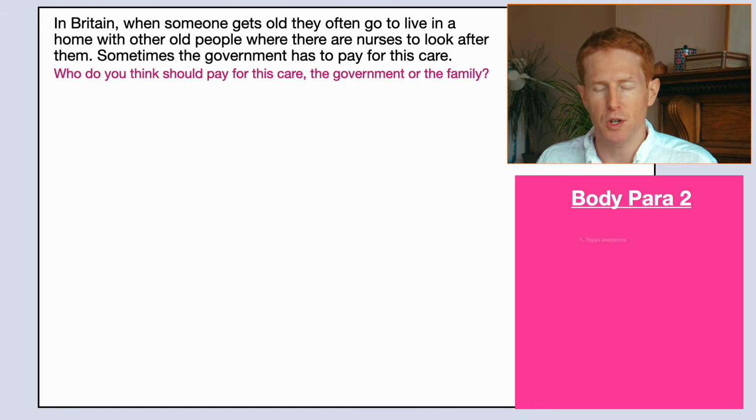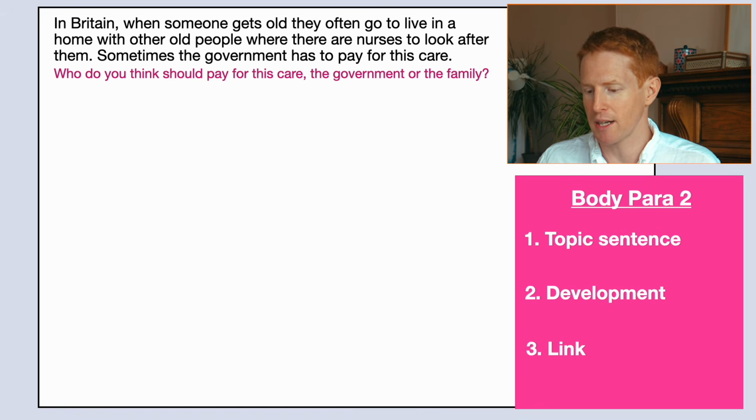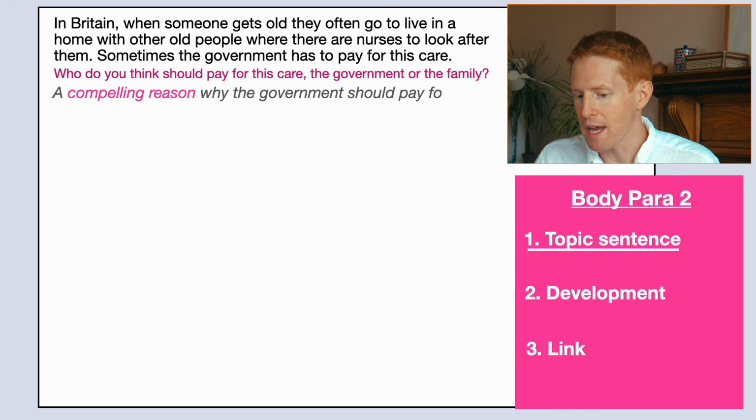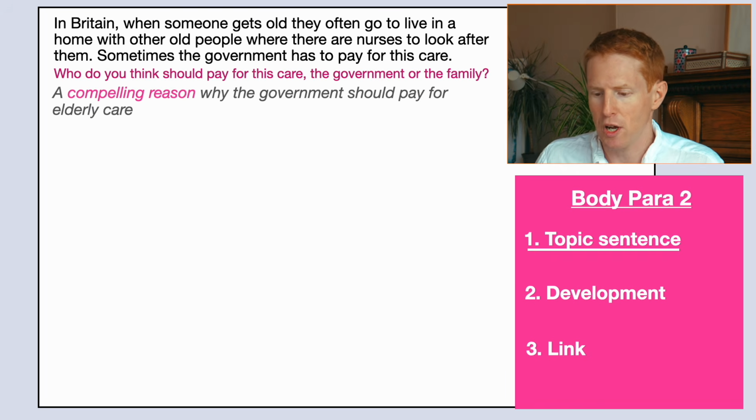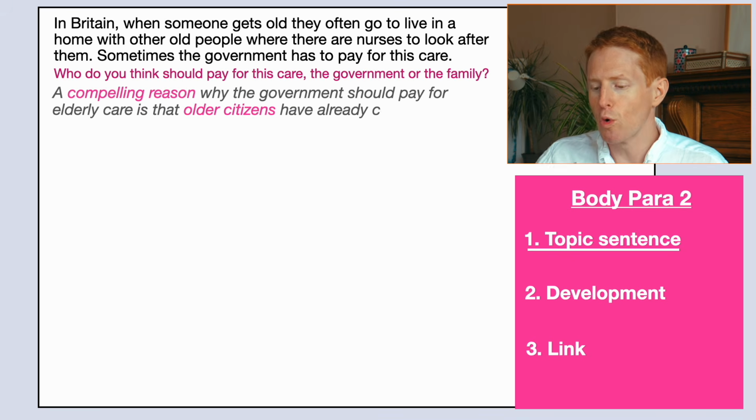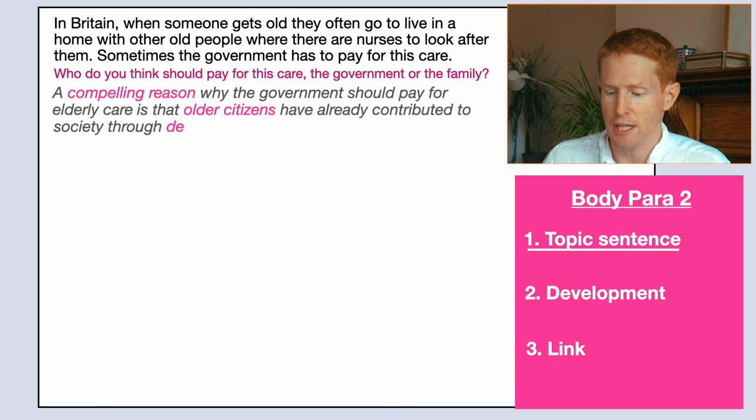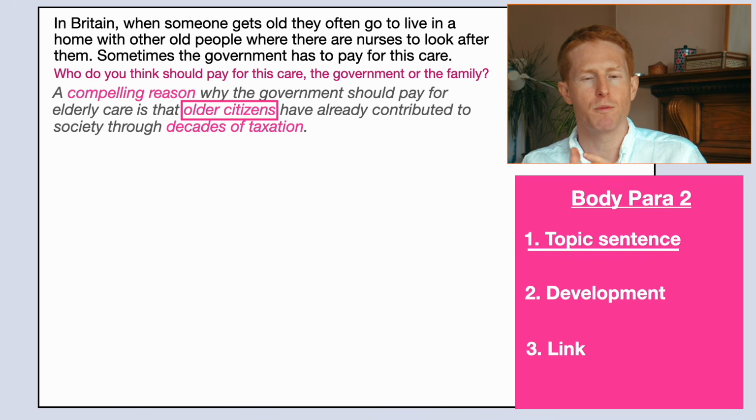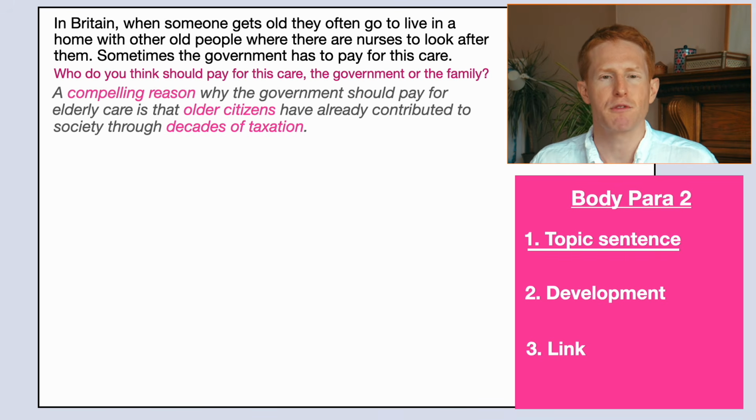Now again, we're going to include the topic sentence, the development, and the link, and we're going to start with the topic sentence. A compelling reason why the government should pay for elderly care, so a compelling reason, a good reason, a compelling reason, great phrase, is that older citizens have already contributed to society through decades of taxation. Older citizens. We're not saying old people all the time. We're using different phrases.